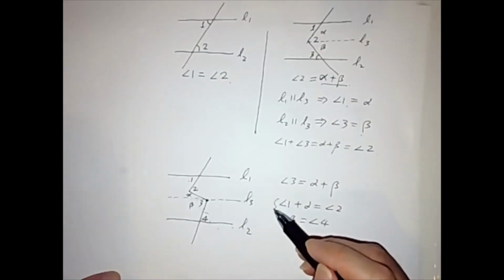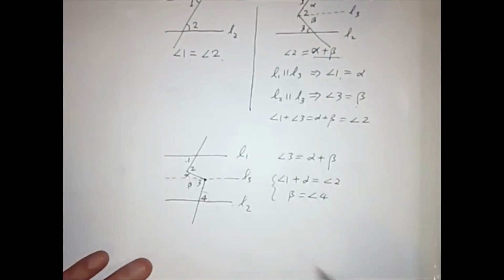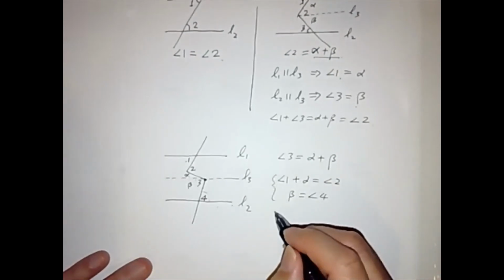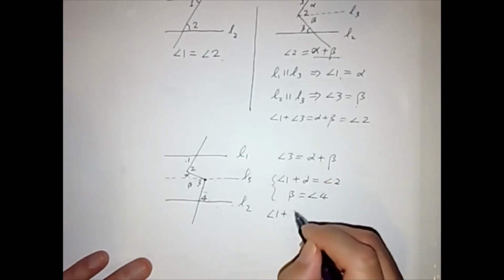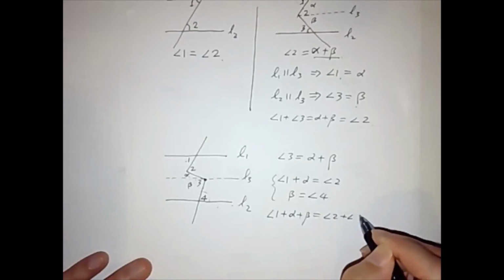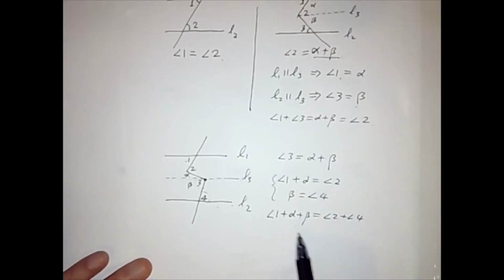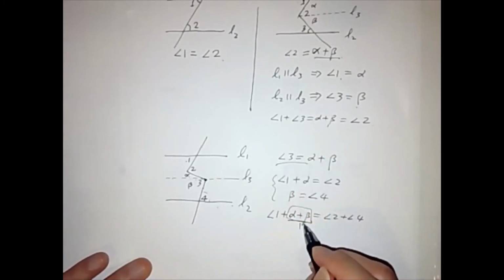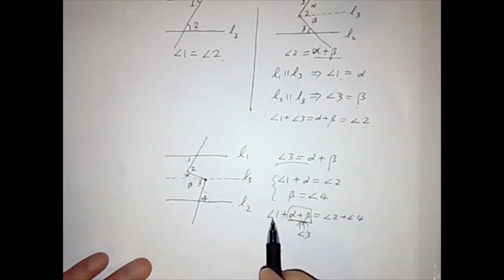We sum up these two equalities. That's angle 1 plus alpha plus beta equals angle 2 plus angle 4. However, we know alpha plus beta is angle 3, so we replace this with angle 3. So that's angle 1 plus angle 3 equals angle 2 plus angle 4.